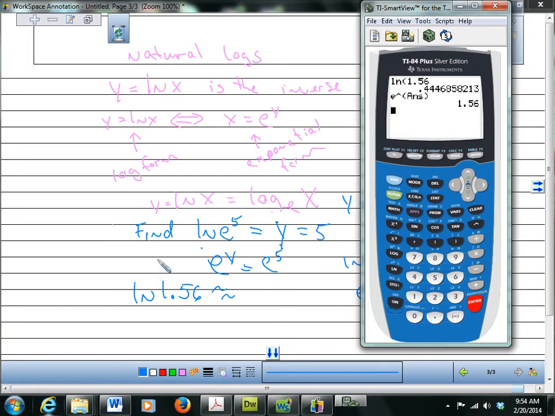Or could you just have done e to the 1.56 equals 0.446? Because that's not e to the 1.56, it's e to some power equals 1.56. I don't know what that power is. That's why I have to do the natural log. Fine. Okay?